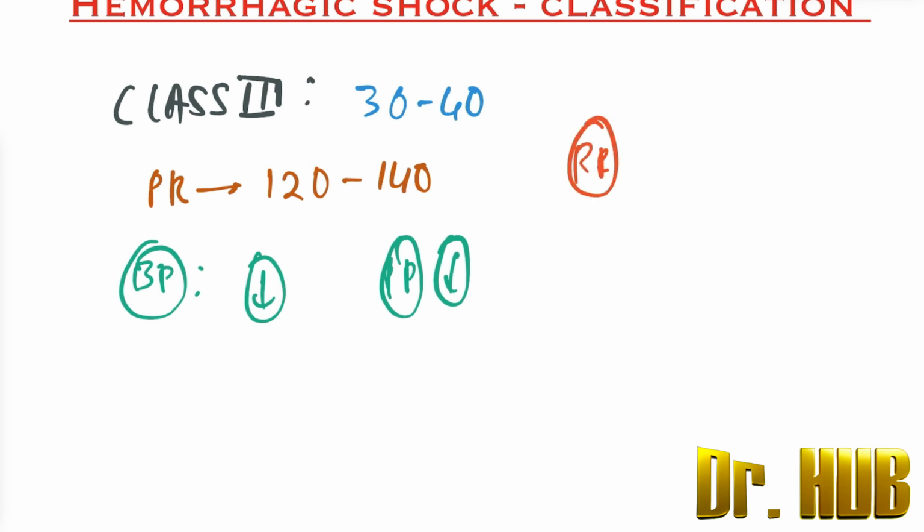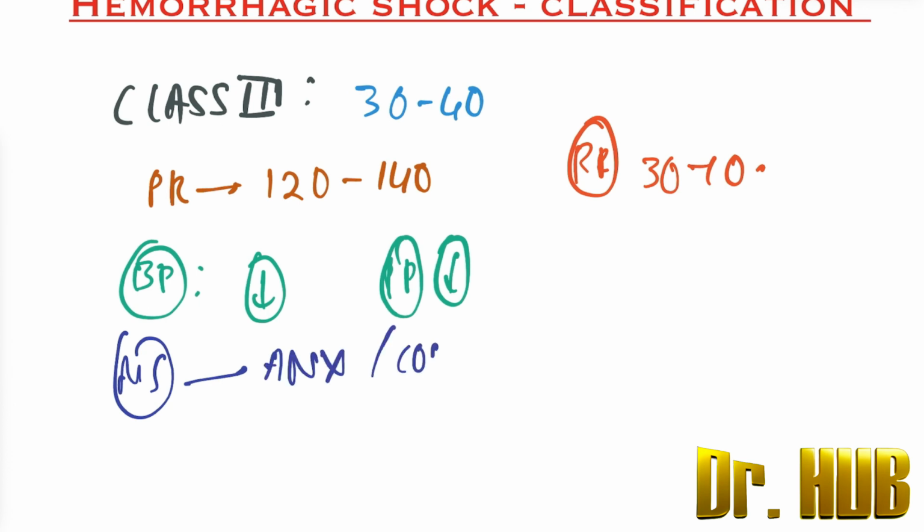Then the question arises on the RR, respiratory rate. The respiratory rate is about 30 to 40. And what is the mental status? It is anxious, as well as the individual is confused. The urine output decreases. In class 2 it was 20 to 30. Here it is going to be 5 to 15.